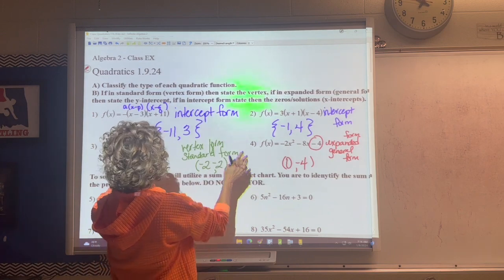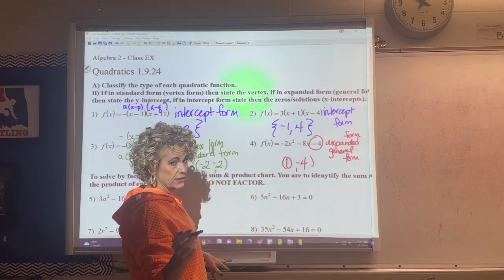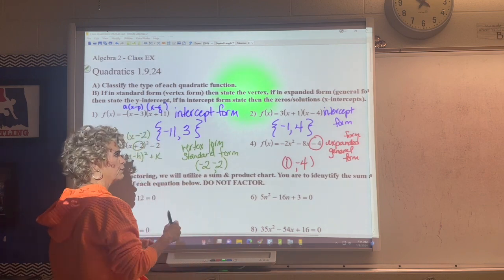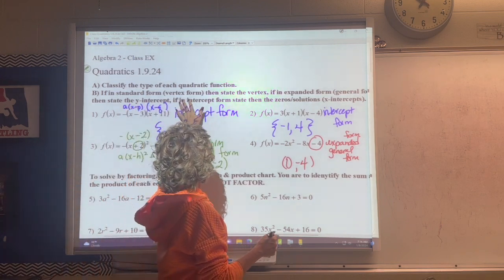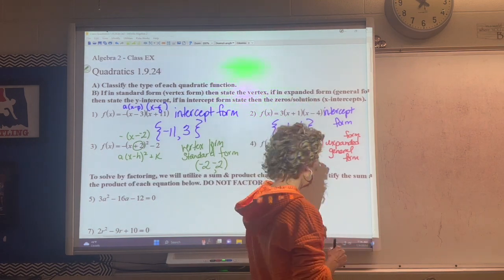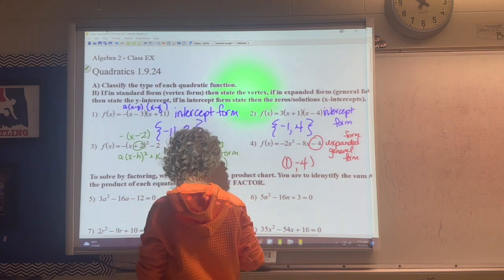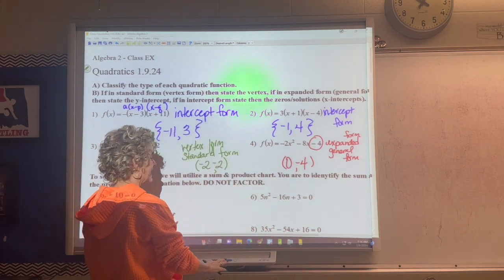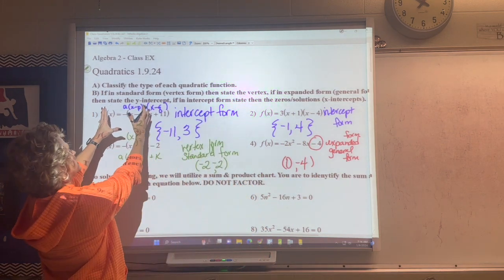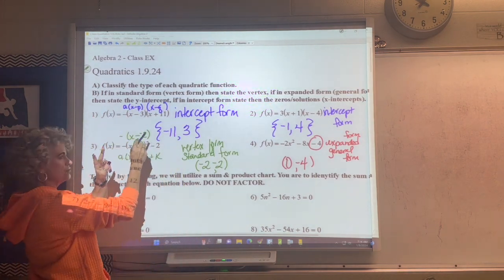Okay. Now, I'm going to go back to number 1 for just a moment, and I'm going to write the things in green. We're going to pretend that it says if it is in intercept form, then state the intercepts. Okay? So we're going to pretend that it doesn't say zeros or solutions. We're going to pretend it just says state the intercepts. If I'm stating the intercepts in number 1, I have two intercepts.